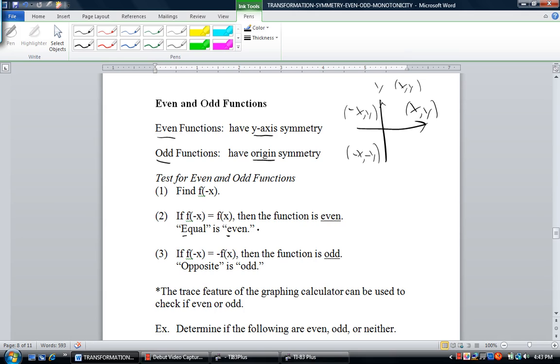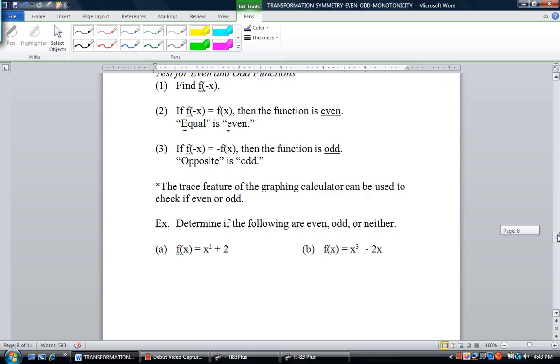So keep that in mind. The whole test is f of negative x. When you find f of negative x, if you get the same thing back, which is equal to what you started with, then it's even. If it's the opposite, then it's odd. That's all it means. So let's do some examples.